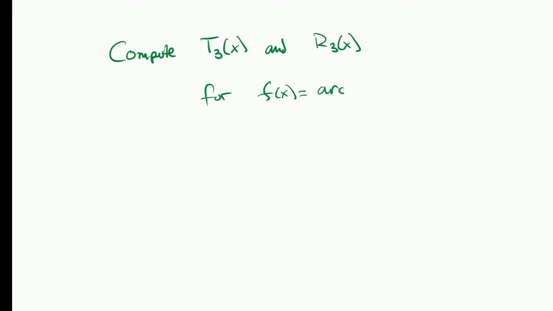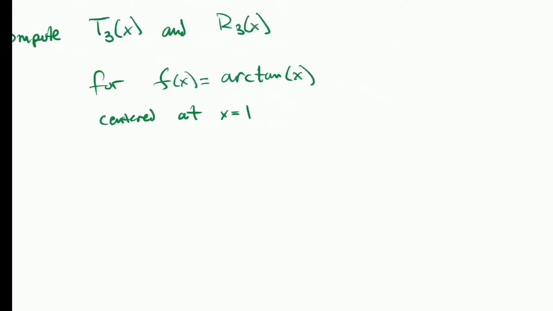Switch over to here. What I'd like to do is compute t sub 3 and r sub 3 for f of x equals arctan, of course arctan, centered at x equals 1. Just to make it a little bit different. This is way harder than your homework, so if we can do this, we're going to be good with the homework. There are some nuances on the homework that might cause difficulty if we don't get to them, but we got 13 minutes. We'll do this one for sure.